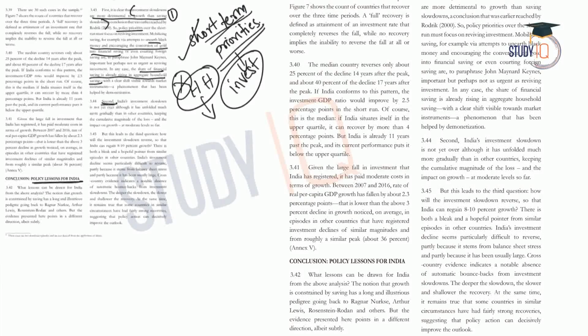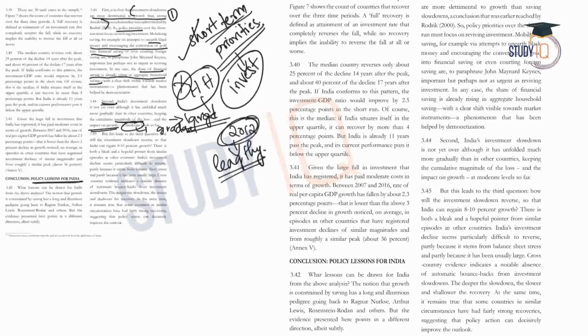Now secondly, India's investment slowdown has been very large. This started in the year 2012 and it is still continuing. So we can say that the magnitude of the loss and impact on growth has been moderate because this was a gradual process, but though it started in 2012, it is a lengthy slowdown. And thirdly, when we compare the Indian investment slowdown with that of other countries, it is a different case. And also it is difficult to reverse.